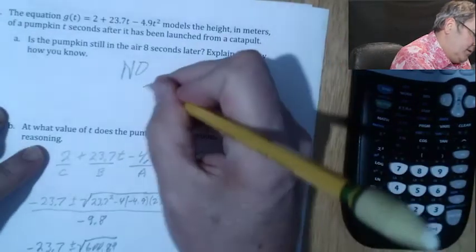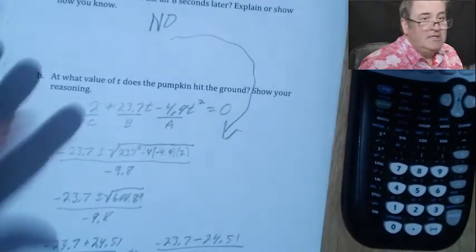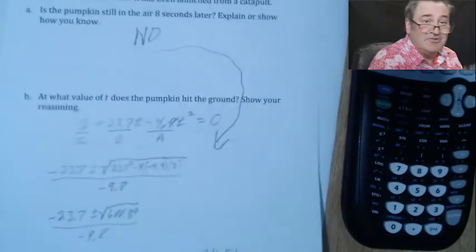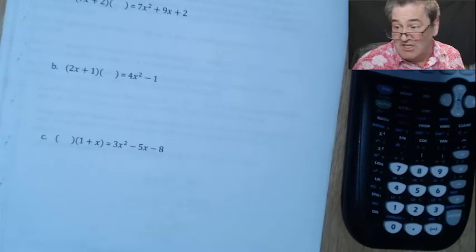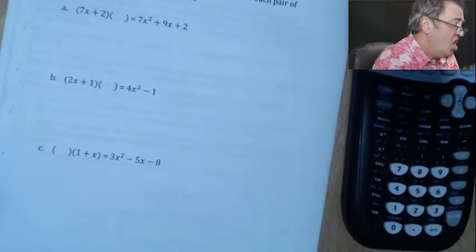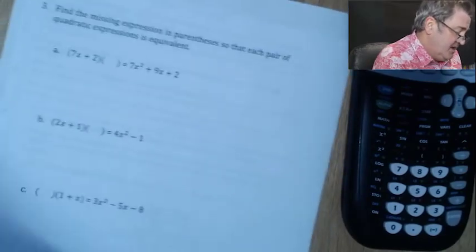Because it hits the ground in 4.92 seconds. So we answered the second question, and it saved us a lot of work on the first question that we would have duplicated. So, oh, goody.